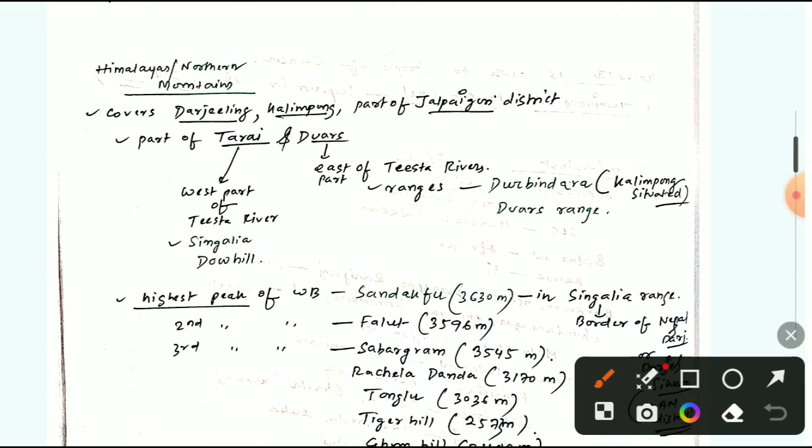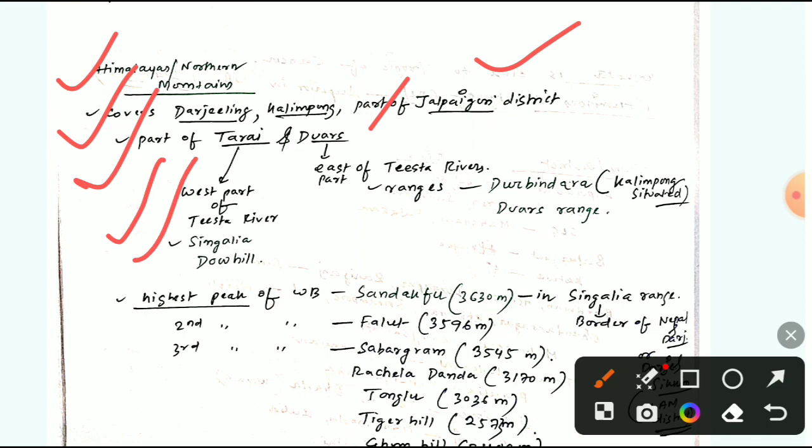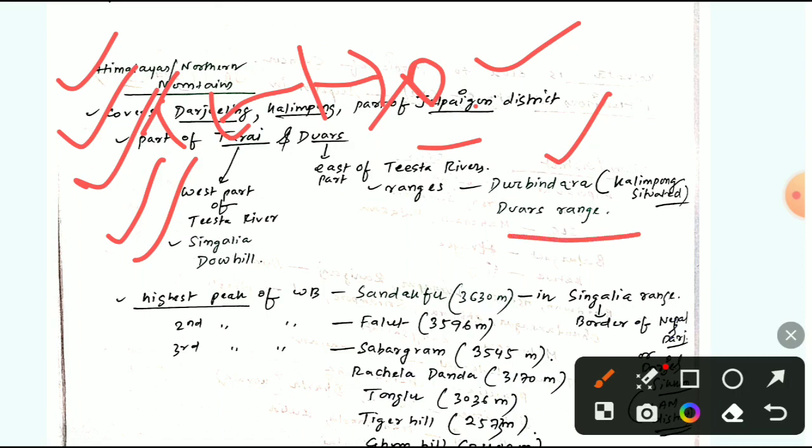Next we see the important thing, that is Himalayas or northern mountains. It covers Darjeeling, Kalimpong and part of Jalpaiguri district. It is a part of Torai and Duars. Torai is the west part of Tista river, that is Singalila downhills, and Duars is the east of Tista river. So west it is Torai and east it is Duars. Ranges are important here. The ranges are Durbindara, which is situated in Kalimpong, and Duars range. Duars range is also in mountains.